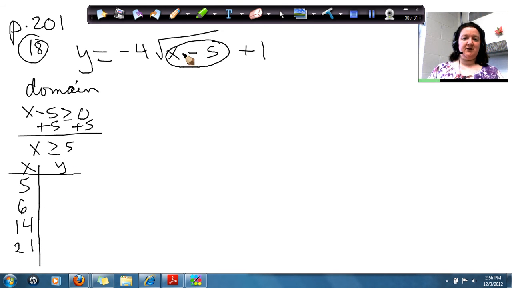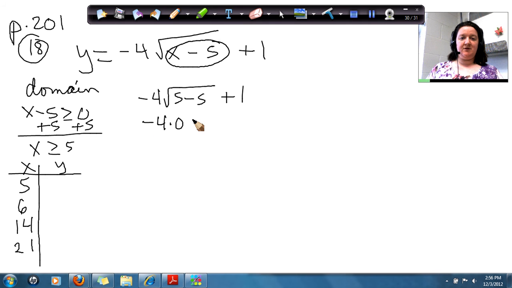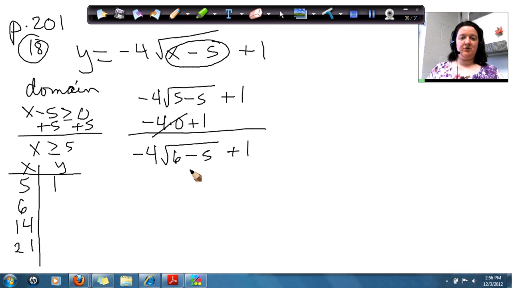So if I plug 5 in here, I'm going to have negative 4 square root of 5 minus 5, plus 1. So that's going to give me negative 4 times 0 plus 1. So since that's gone, we just get 1. So now if we do negative 4 square root of 6 minus 5, plus 1, that's going to give me negative 4 plus 1, gives me a negative 3.